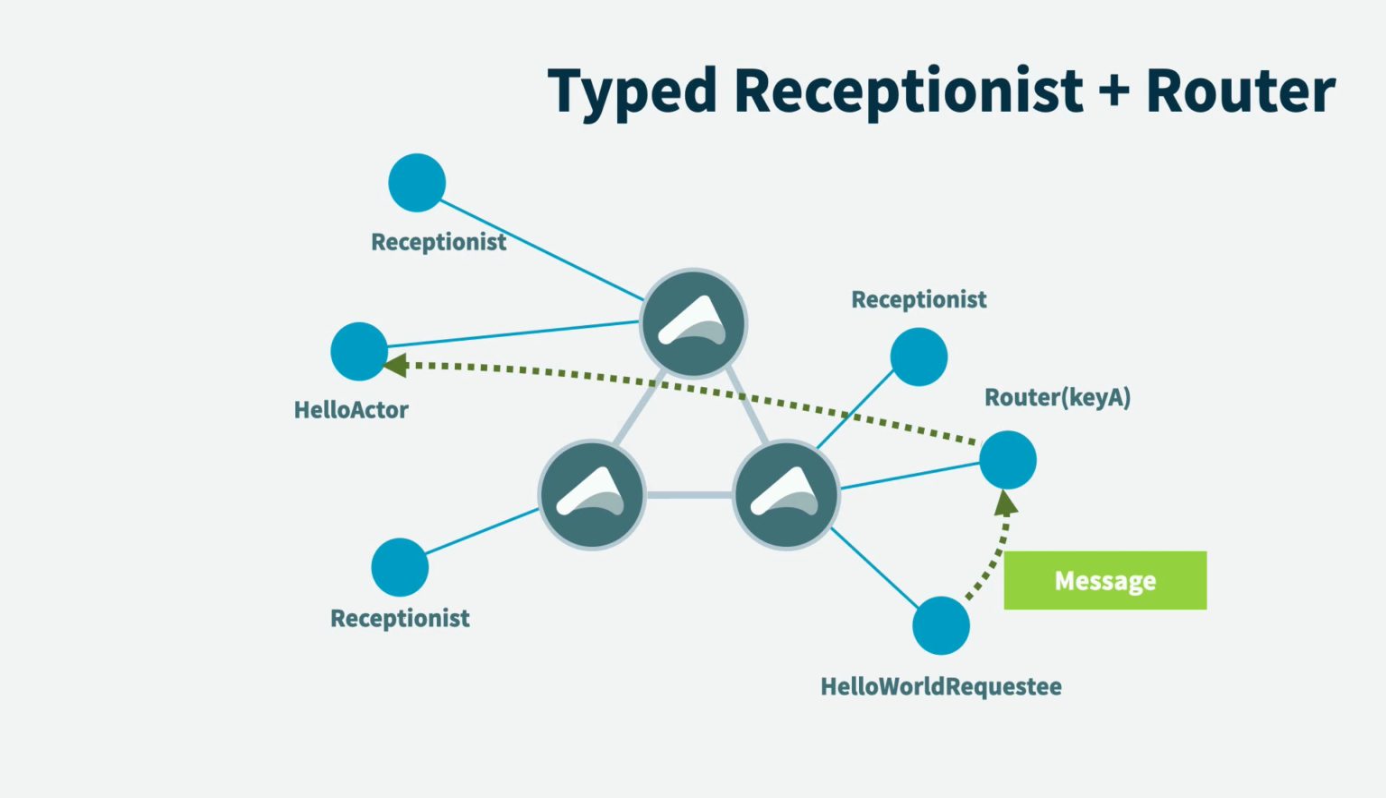For the case where I just want to send to one of them, we have these routers that I mentioned earlier, and it abstracts over the need to keep track of this listing. Instead, you can just say, this is the key. Send messages to the available actors with this key, one of them at any time.